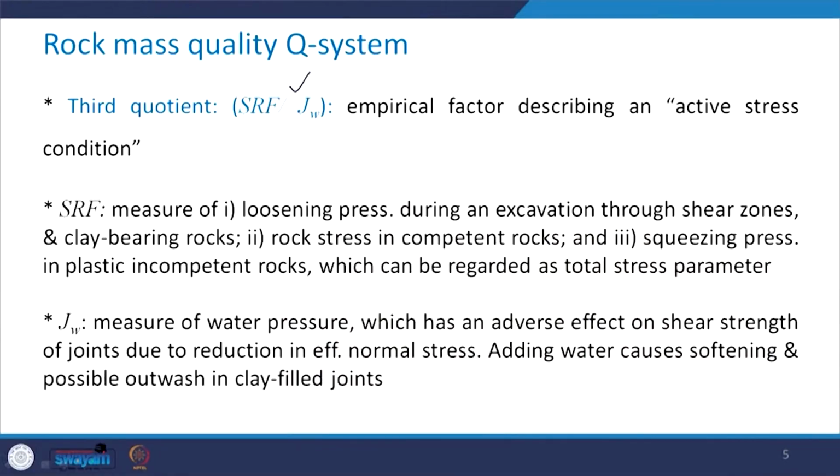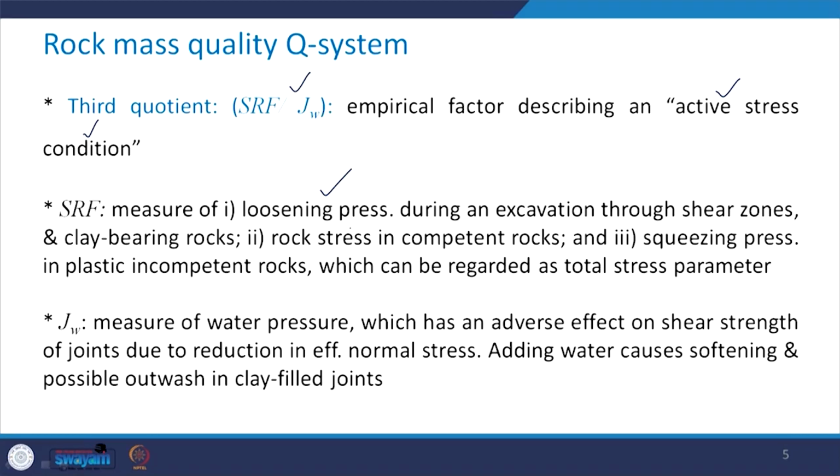Now the third quotient is Jw upon SRF. It is an empirical factor which describes an active stress condition. I mentioned to you that this SRF is a measure of loosening pressure during excavation through shear zones and clay bearing rocks.